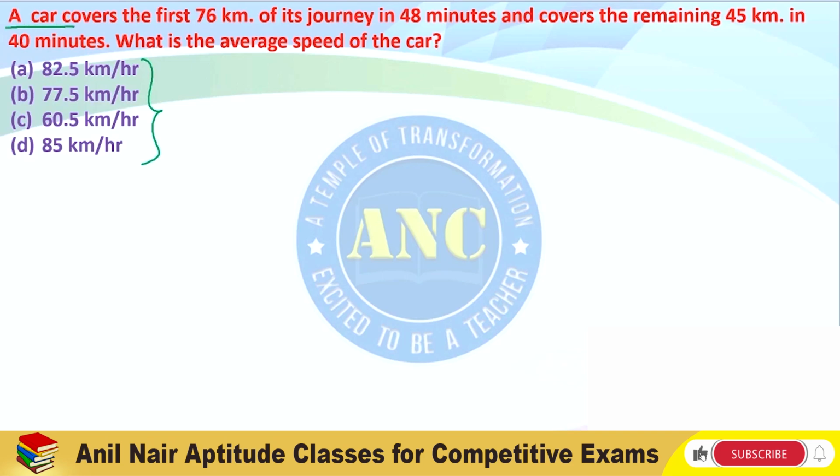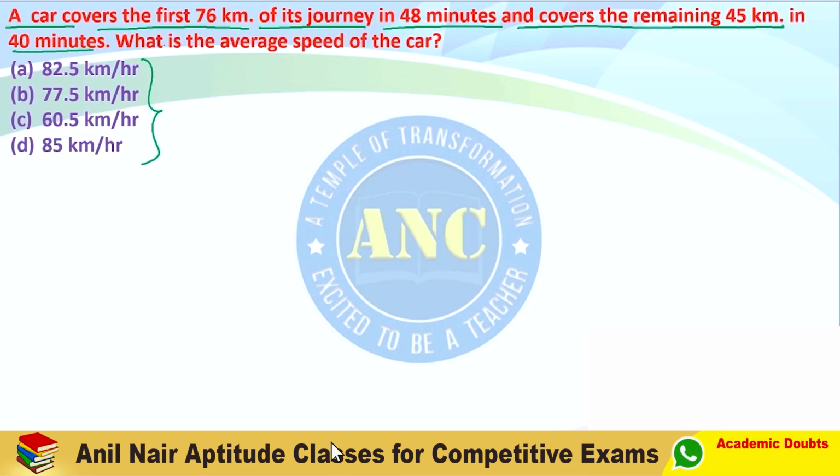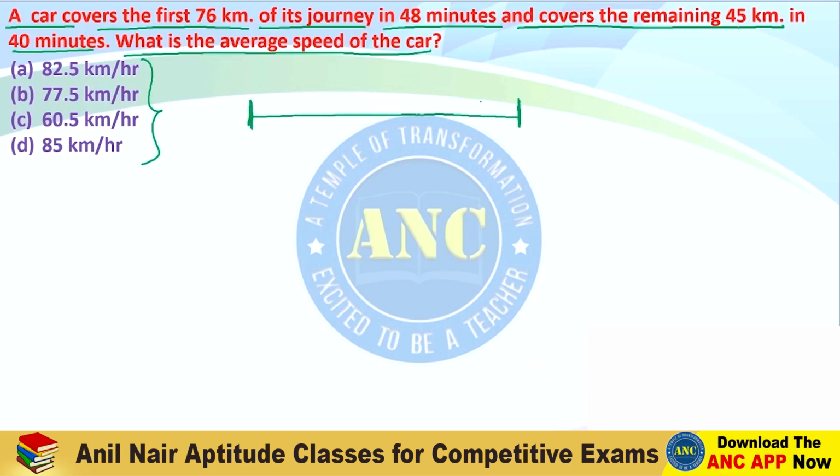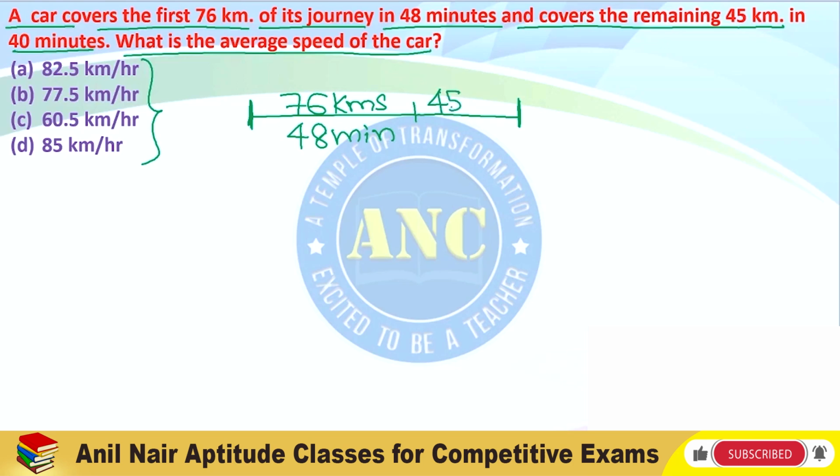See this question. The question says a car covers the first 76 kilometers of its journey in 48 minutes and covers the remaining 45 kilometers in 40 minutes. What is the average speed of the car? Same question. Very easy. The person is starting by car here and somewhere he is ending here, for example. The first 76 kilometers of the journey, he is taking 48 minutes. The remaining 45 kilometers of the journey, he is taking 40 minutes. Find the average speed is the question.